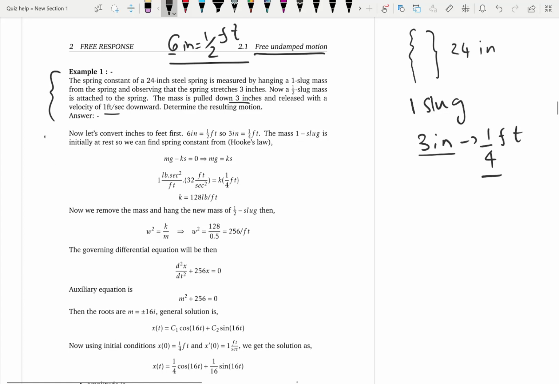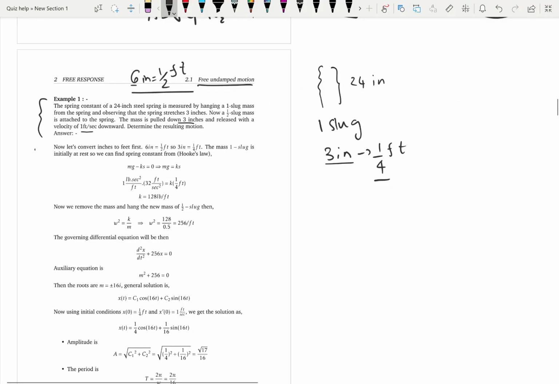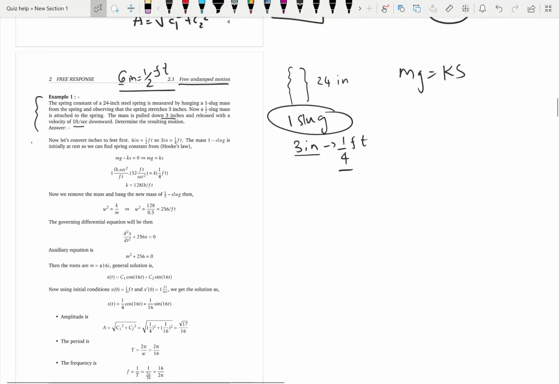Then we need to find K. That is our purpose for the initial experiment of one slug. So mg is equal to ks. The mass is one slug, and a slug means 1 pound times second squared over feet. That's a slug, right? Times the gravity, which is 32 feet over second squared.